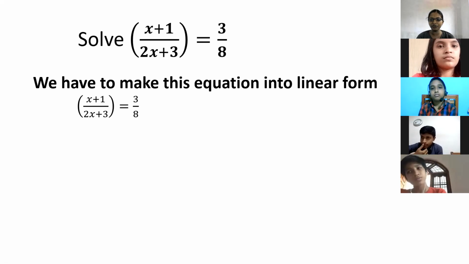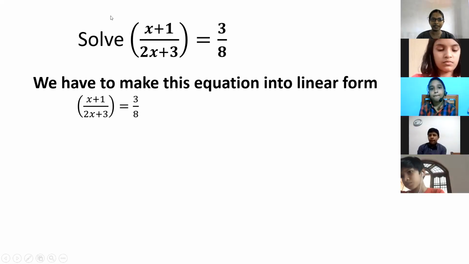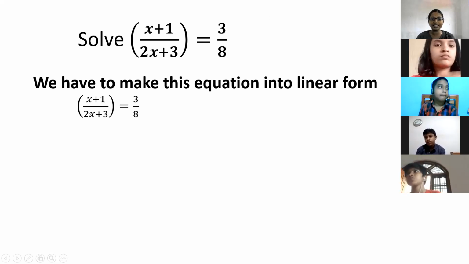Okay, Faith, is it clear for you now? What about others? Yes. Okay, that's fine. Then I'm just going to move this denominator into the RHS.